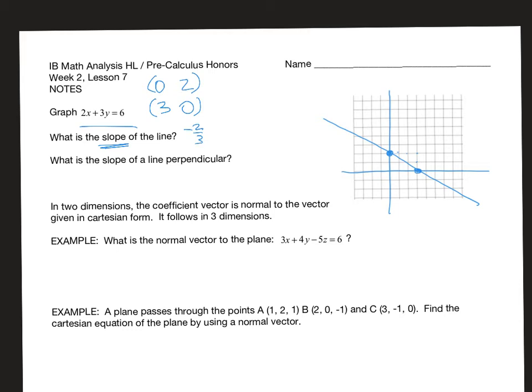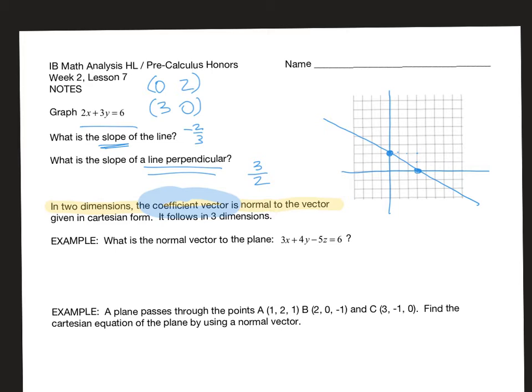And if then I ask you what is the slope of the line that's perpendicular, you, again, wouldn't have a problem flipping that fraction over and changing its sign. So the slope of the line perpendicular is 3/2. All right, so down here, this says that in 2 dimensions, the coefficient vector is normal to the vector. Okay, so what we just did was all in 2 dimensions. All right, let me show you what this means.